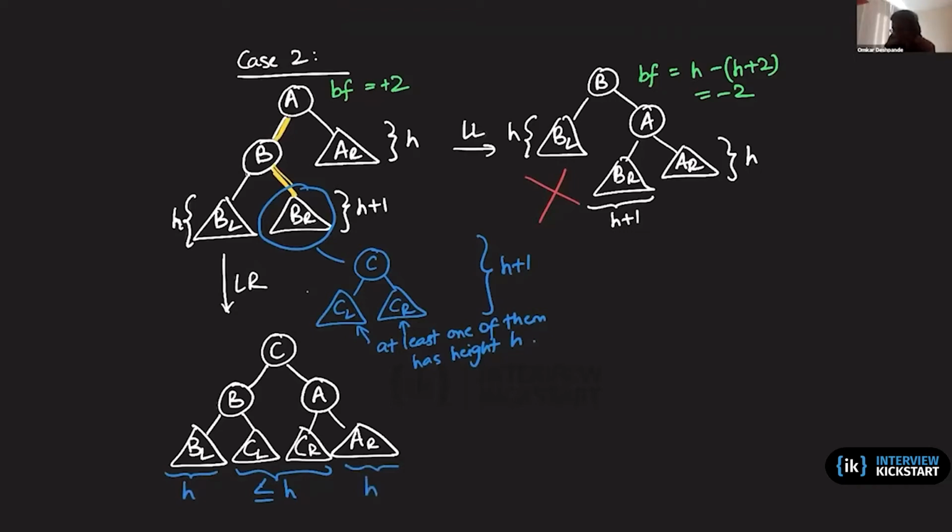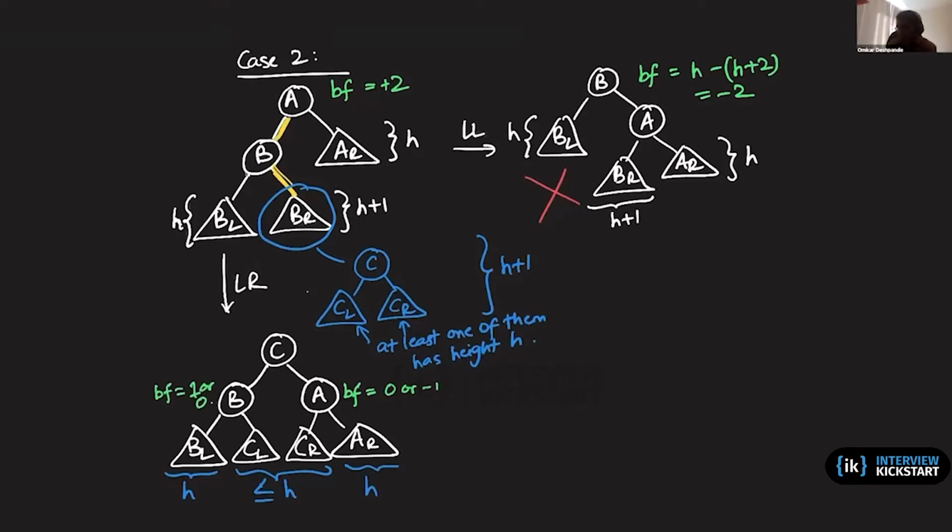So the balance factor at A depends on whether C sub R had a height of h or not. So it's going to be either 0 or minus 1. Likewise, the balance factor at B will be either 1 or 0. We don't know which one.